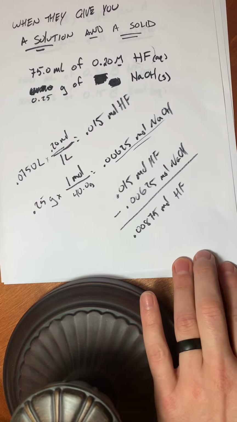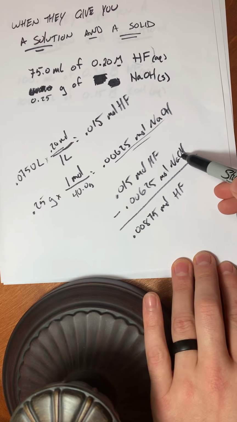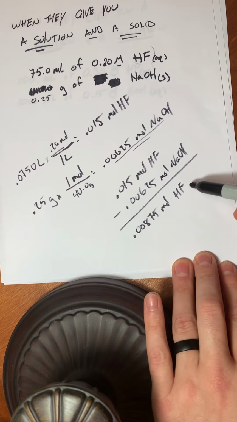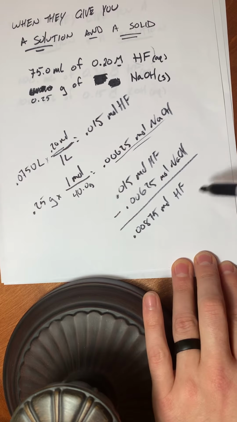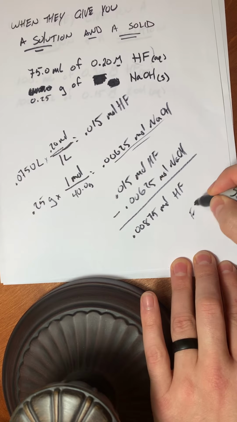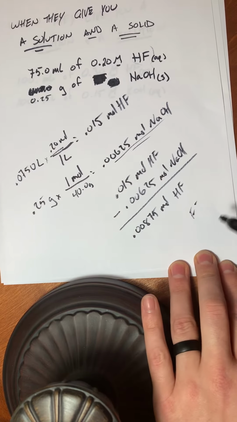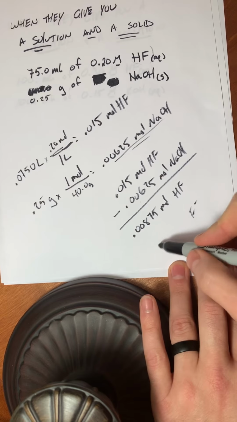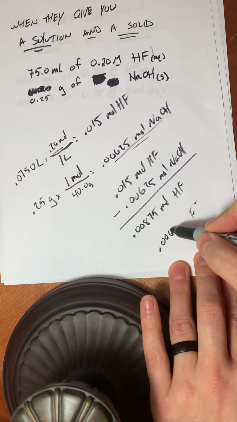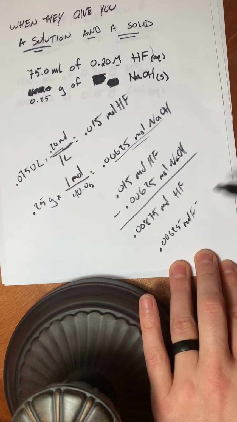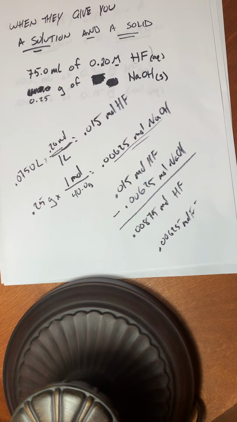How many moles now of F minus? Remember, we didn't just lose the HF, it was converted into F minus. So how much did it get converted? Well, the 0.00625. So you have 0.00625 moles of F minus.